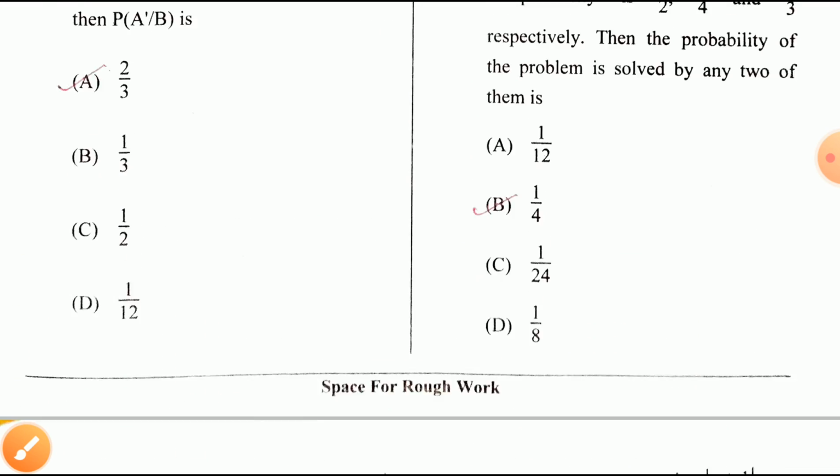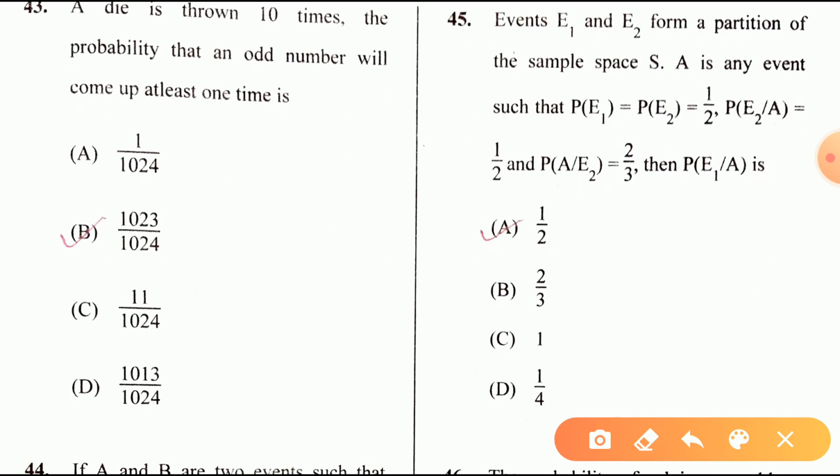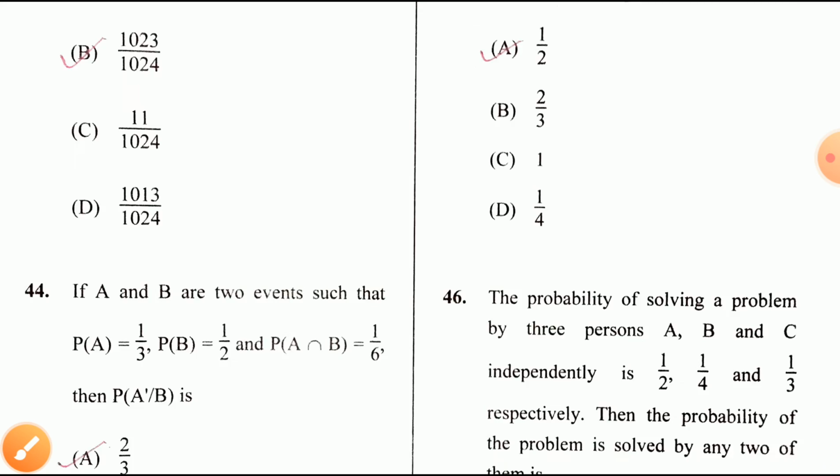Next question number 45. If events E1, E2 form a partition of a sample space S, A is an event such that P of E1 is equal to P of E2 is equal to 1 by 2, P of A by E2 is equal to 1 by 2, P of A by E2 is equal to 2 by 3, then P of E1 by A is 1 by 2. A is the right choice.